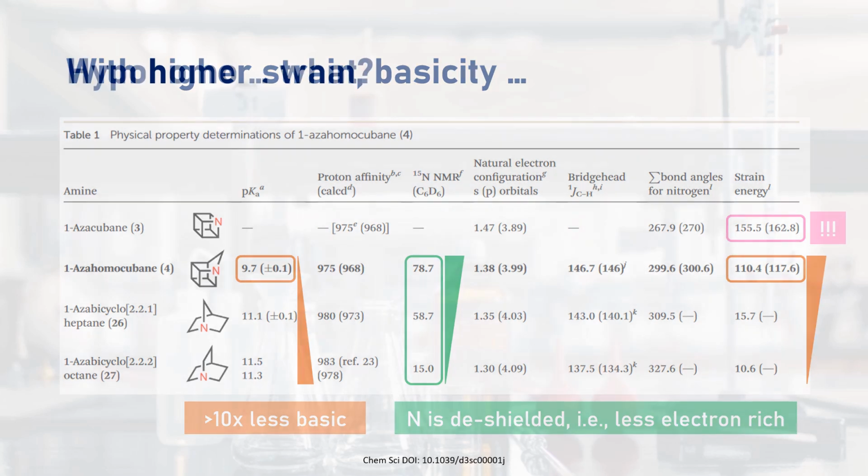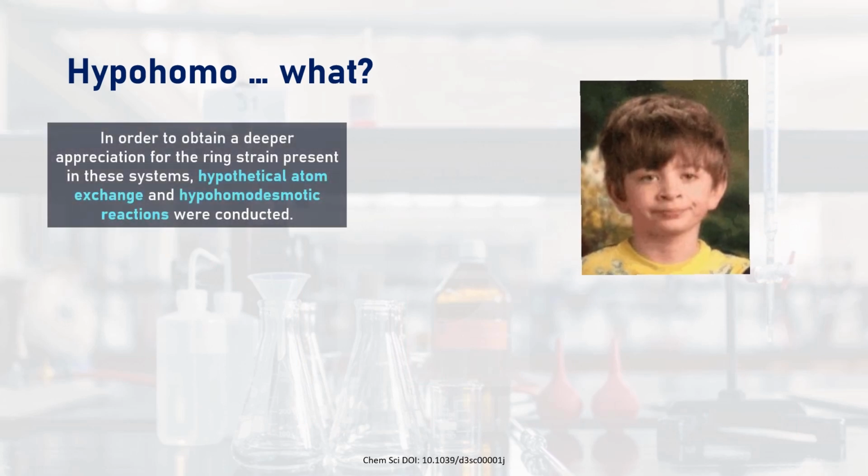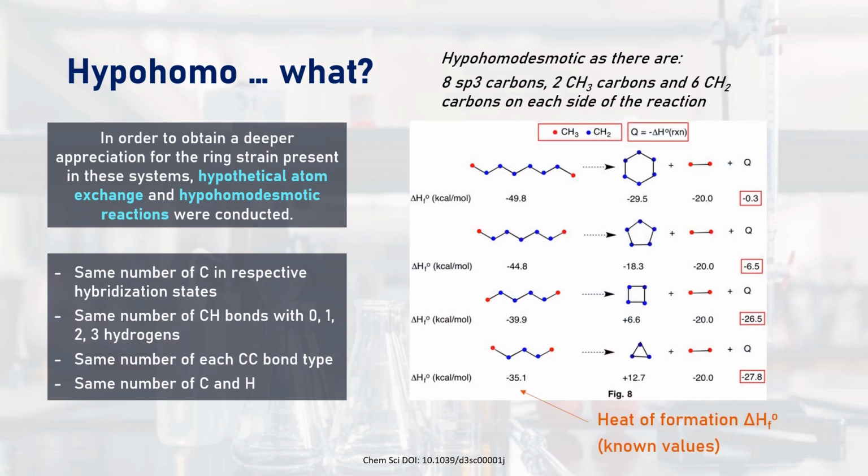Finally, they looked into hypothetical atom exchange and hypohomodesmotic reaction calculations. What is that? It's basically a nerdy theory-crafting method of computing bond separation and formation energies, and the name is due to different sets of reaction conditions qualifying for different reaction types. For example, the hypohomodesmotic reactions shown here can be used to compute strain in cycloalkanes. Basically, you're taking heats of formation of the individual molecules, which can be computed or are known values, and figure out what is the enthalpy value Q needed to balance out the hypothetical reaction.